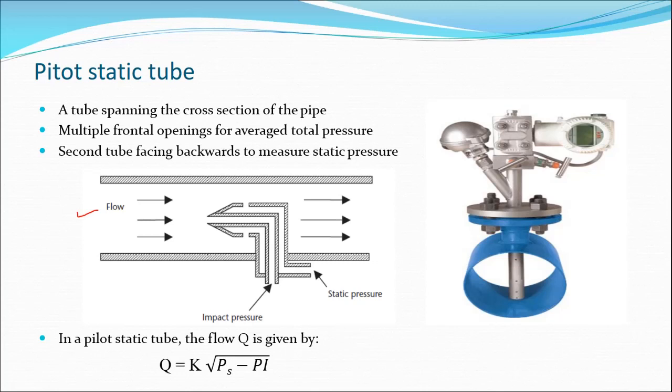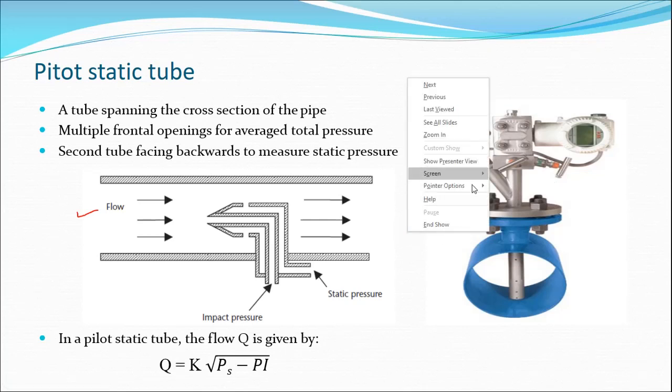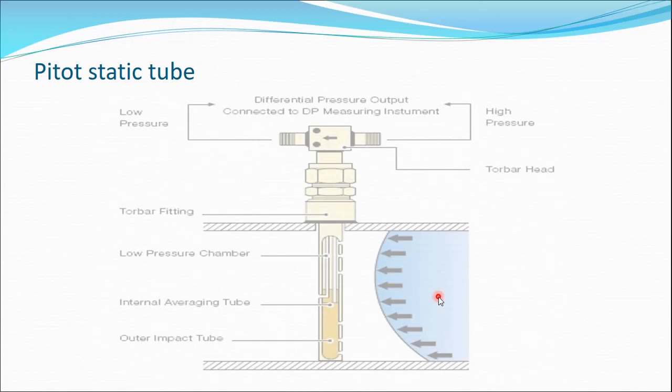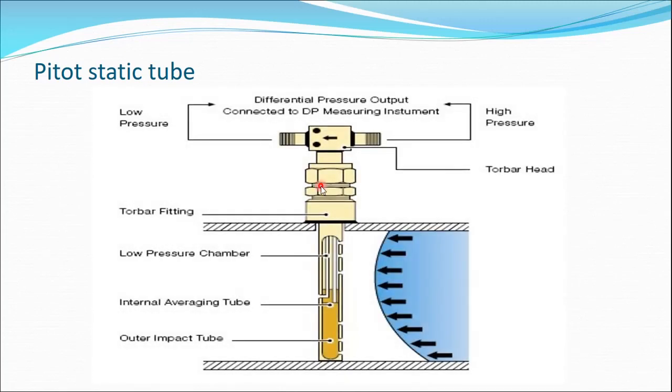Okay, so here you can see how the pitot static tube is utilized, again, how it is implemented in the flow path. So this is a low pressure chamber. There is an internal averaging tube and an outer impact tube, and the differential pressure between the impact side and static side is measured by the DP cell over here. So this is the high pressure side and low pressure side, and the pitot head is given over here.